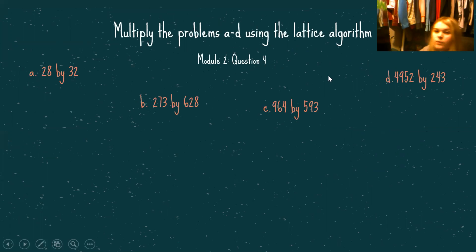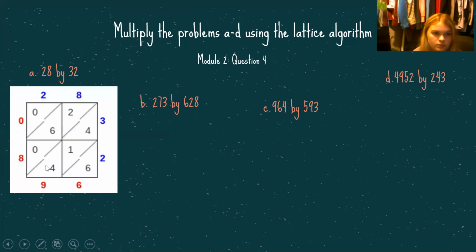All right, we are going to be working on lattice algorithms in question 4. Multiply the problems A through D using the lattice algorithm. Using the lattice algorithm, we have to draw a box to represent our numbers. In this case, we have 28 by 32 in question A. So we are going to draw a box divided by 4 because we have 4 numbers to multiply by. So we have 28 by 32.